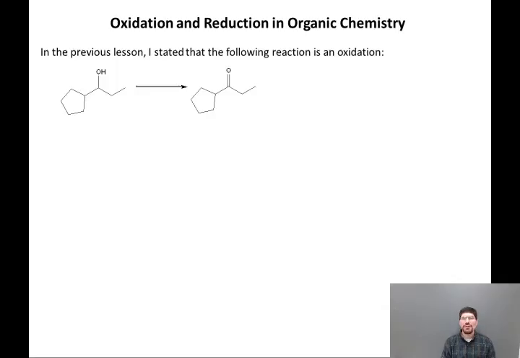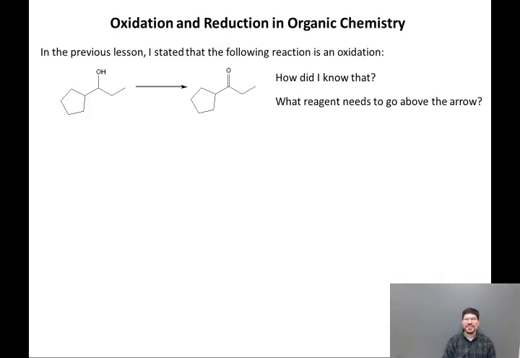As promised, if you're following along with these lessons in order, I am now going to embark on a discussion of oxidation and reduction in the context of organic chemistry. In the previous lesson, I stated that the following reaction, starting with a secondary alcohol and forming a ketone, is an oxidation. How did I know that? And what reagent needs to go above the arrow? In this series of lessons, we're going to consider the answer to these two questions.